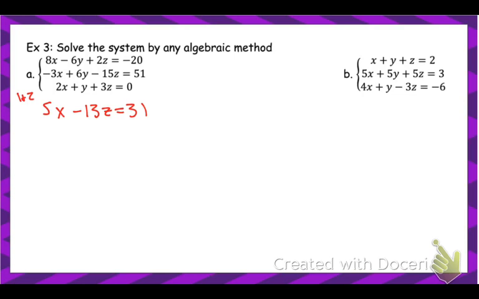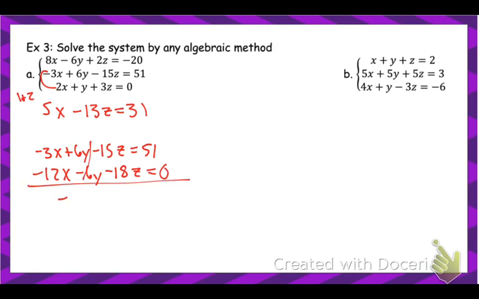Then I'm going to try and eliminate y again, and I'm going to do 2 and 3. So that means I need to multiply that second equation by negative 6. So I'm going to rewrite it. And then I can eliminate that y. And now I've got my new system. So I'm going to rewrite my new system.